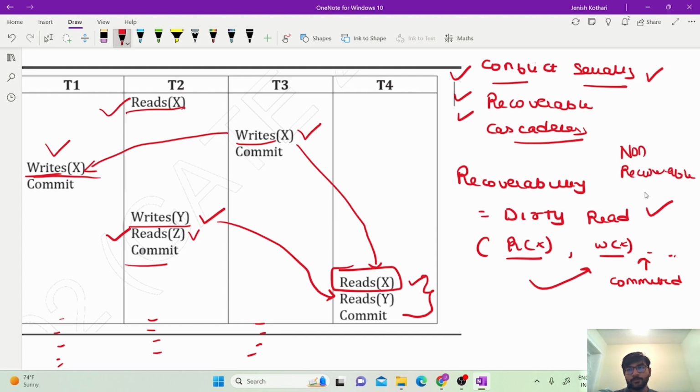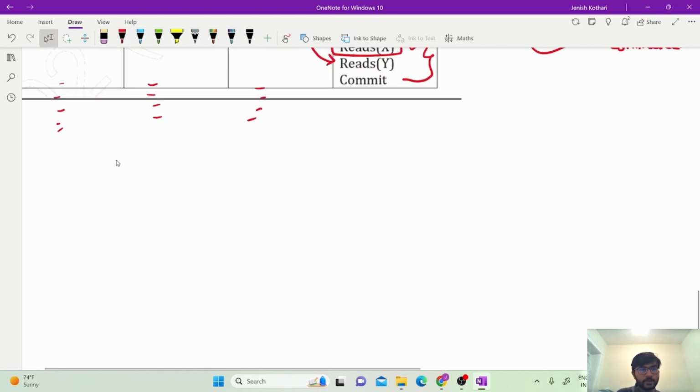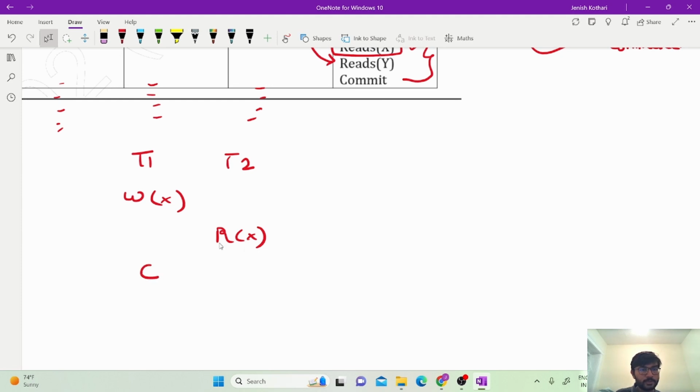Right, so that is for sure. So I hope you got the point of dirty read. What a dirty read is, let me edit to help you understand. So this is a write on x, this is a read on x, and now this transaction commits, right?